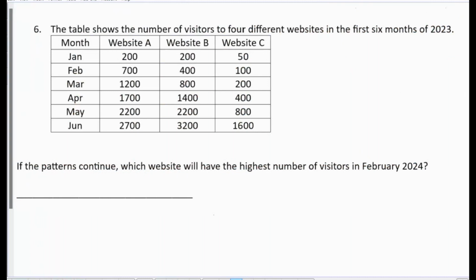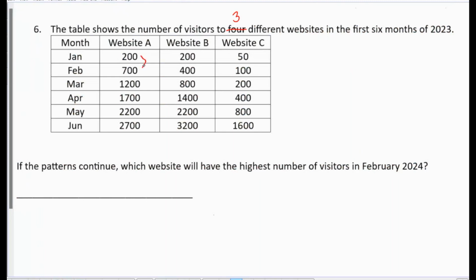Awesome. All right. It says the table shows the number of visitors to 3 different websites in the first 6 months of 2023. And we are looking, if the pattern continues, at which website will have the highest number of visitors in February of 2024. So first, let's see if we can figure out a pattern.